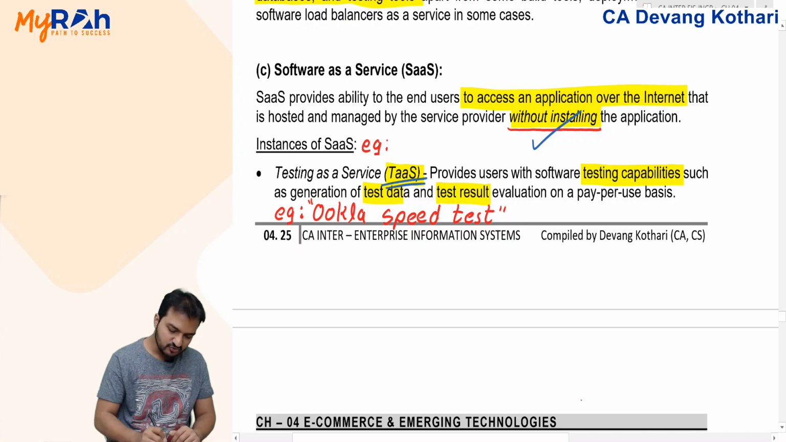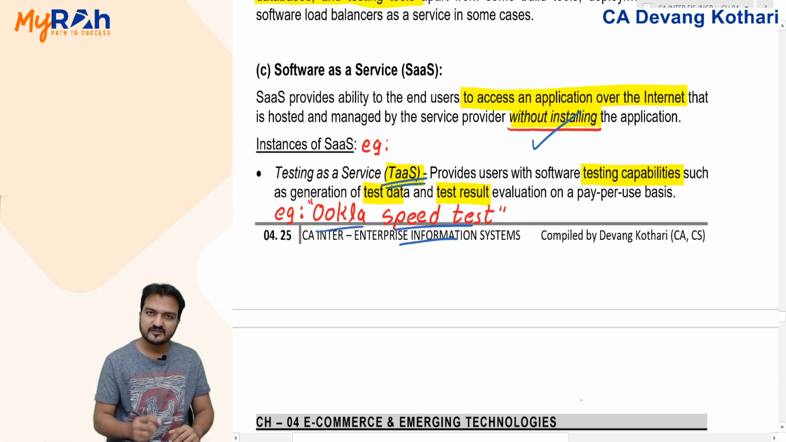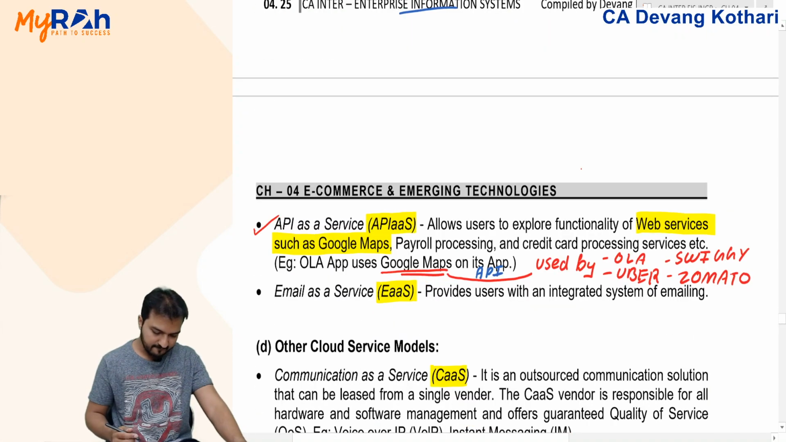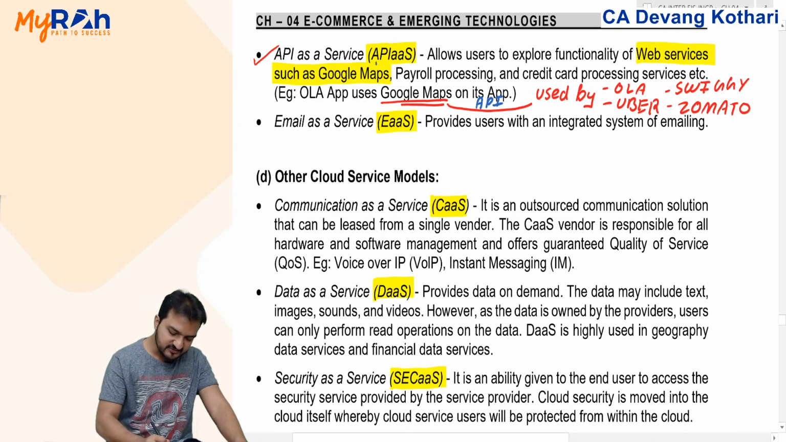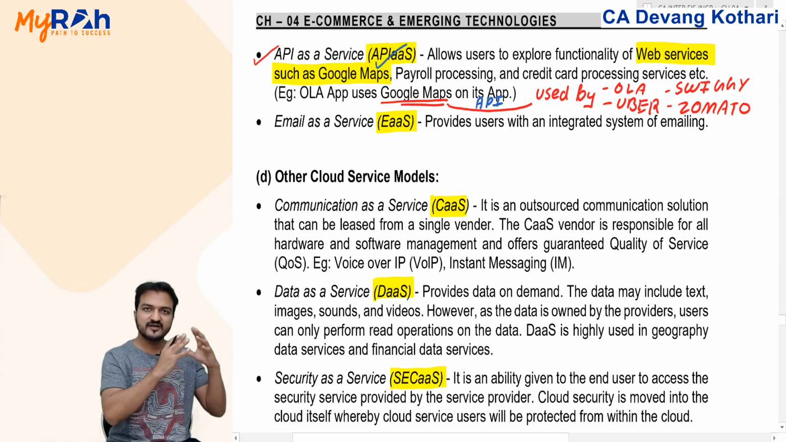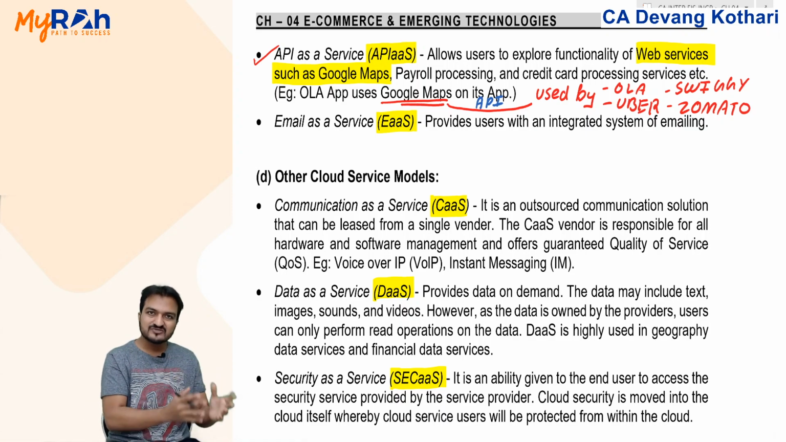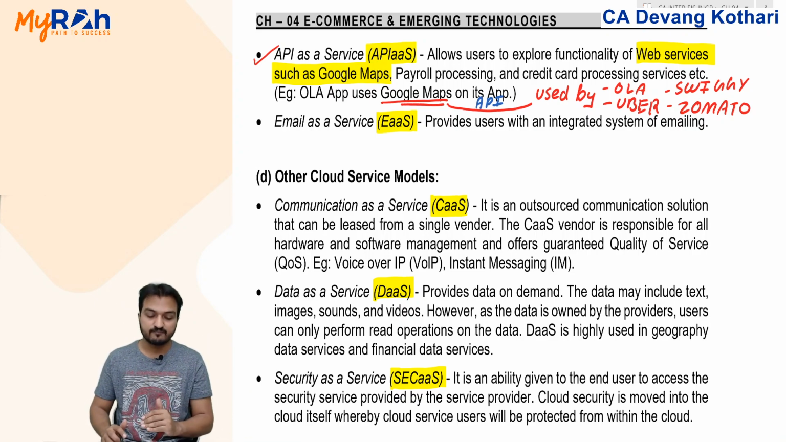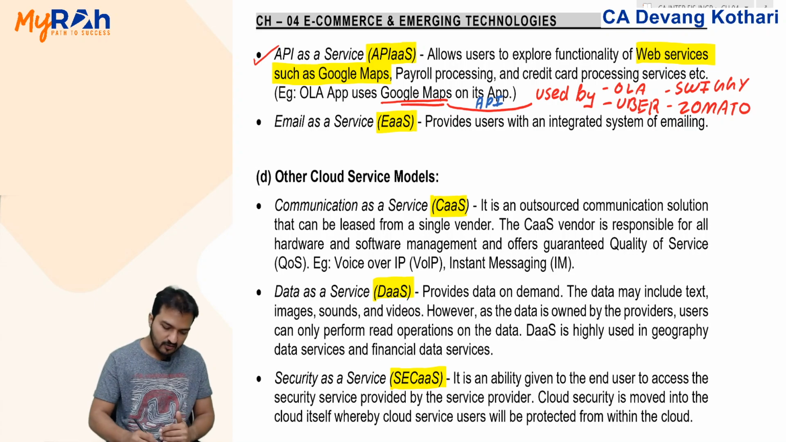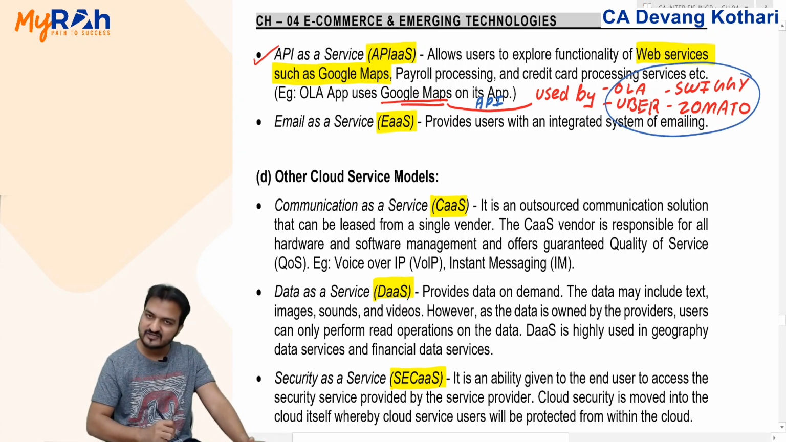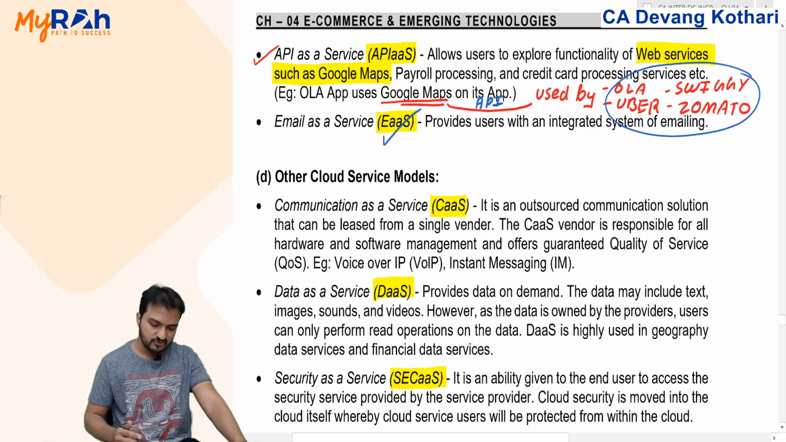Example, testing softwares like Ookla speed test. Speed testing softwares will test your internet speed directly on the internet. Or API as a service, like in case of that Google Maps example, Google Maps was database on the internet, but to use that Google Map, API provided is software on the internet. Same example, Ola, Uber, Swiggy, Zomato I had given you. Email as a service, providing email services on the internet.